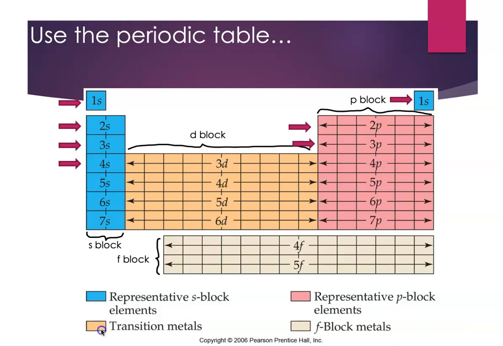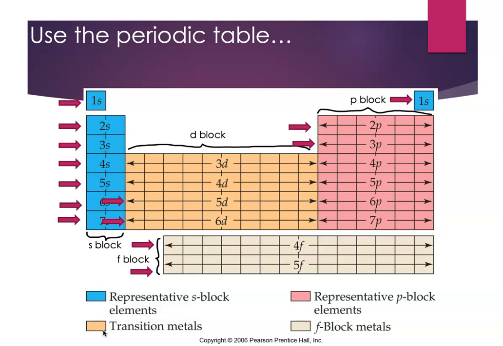After 4p comes 5s, and then 4d, and then 5p. And after 5p comes 6s, and then we jump down to the F block. We have 4f, and then back to 5d and 6p, and then 7s, and then 5f, and 6d, and 7p. It's a lot. But if you know how the blocks are arranged and you practice, you can actually generate the filling sequence right from the periodic table.